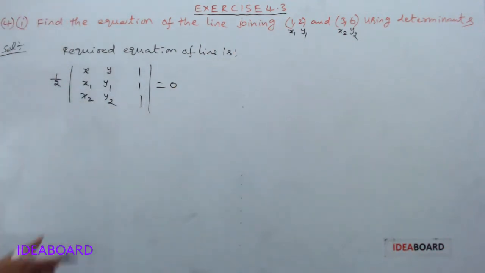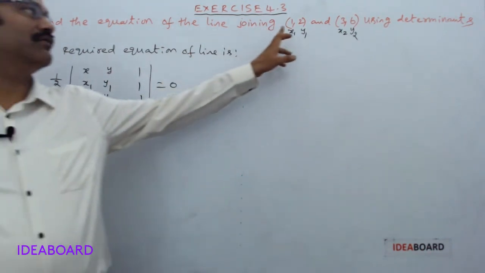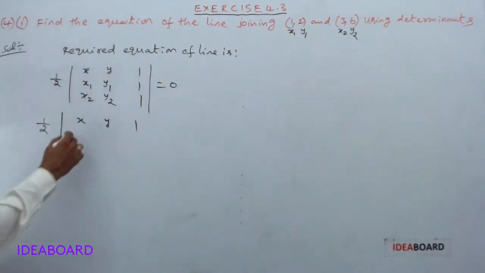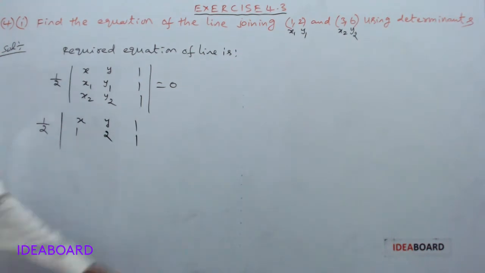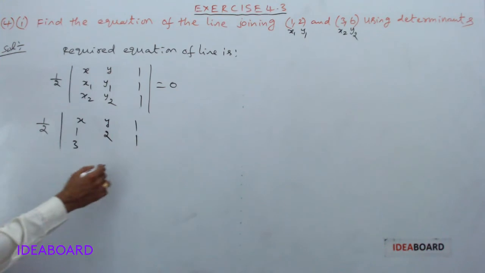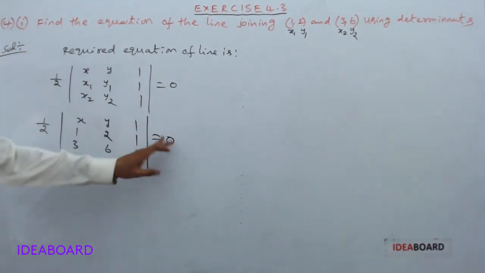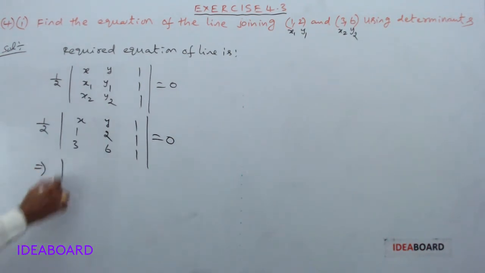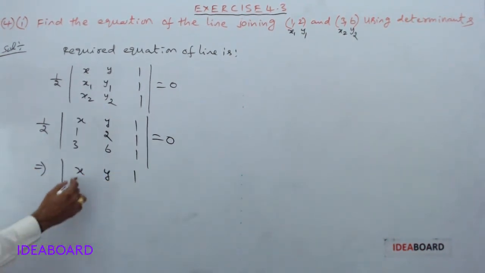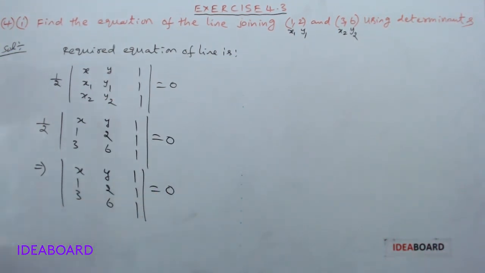So we have to write half into determinant of x y 1. Here x1 y1 is 1 2 1, x2 y2 is 3 6 1, equal to 0. Write 1 by 2 from LHS to RHS. It implies we get determinant of x y 1, 1 2 1, 3 6 1 equal to 0.